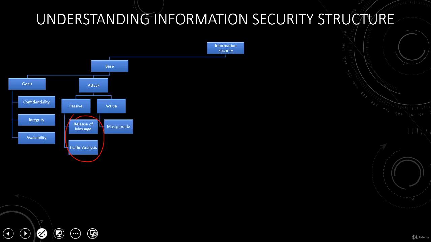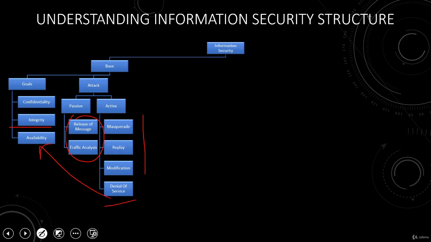In active attack, we have masquerade attack, that is pretending to be some other user, replaying old messages, and modifying the message. So these first three target the integrity of the system or the message, and denial of service is an attack targeting the availability goal.